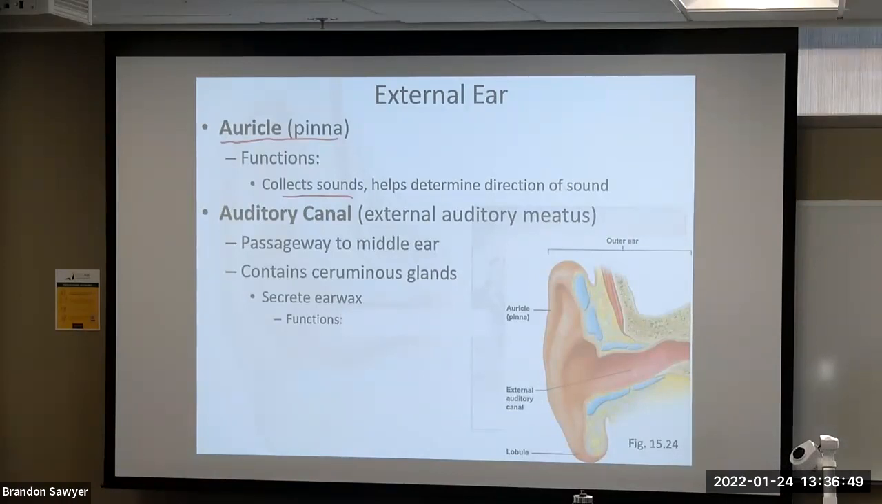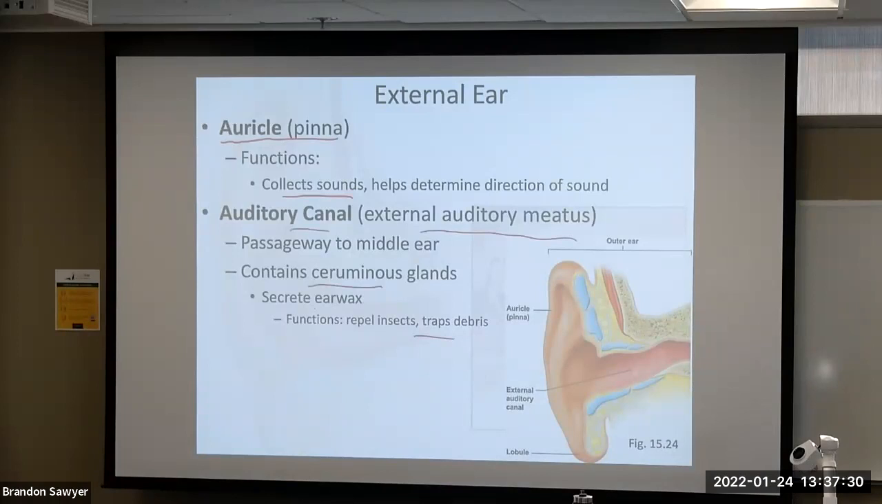Going in from there, we have the auditory canal, which is also known as the external auditory meatus. This is just the passageway, obviously air-filled. We have special ceruminous glands in there, which secrete earwax, right? Earwax has some important functions for us, mostly repelling insects from coming inside and trapping debris before it gets too deep inside of our ear. All right, so that's the external ear.